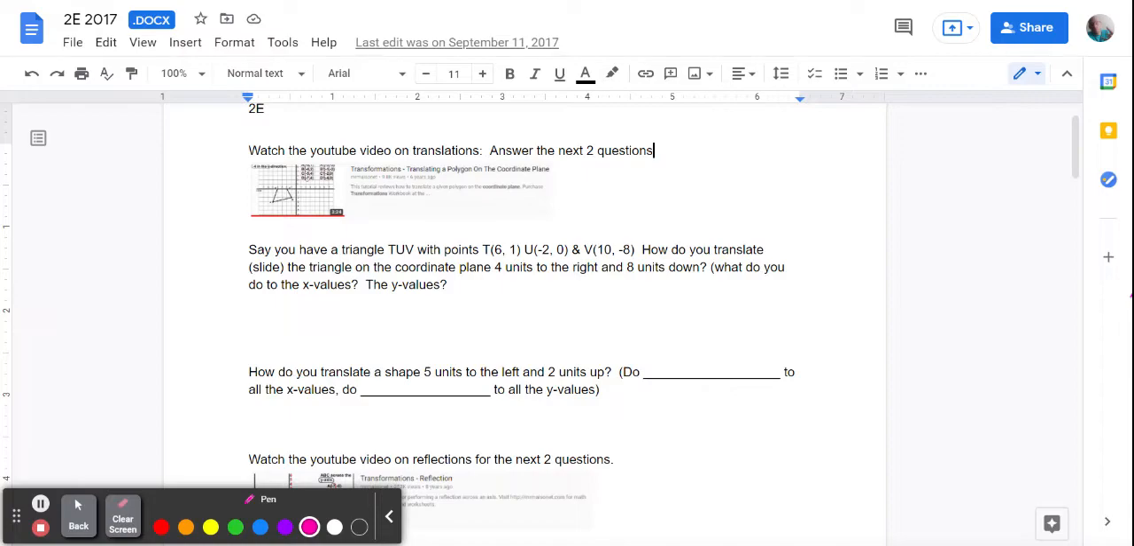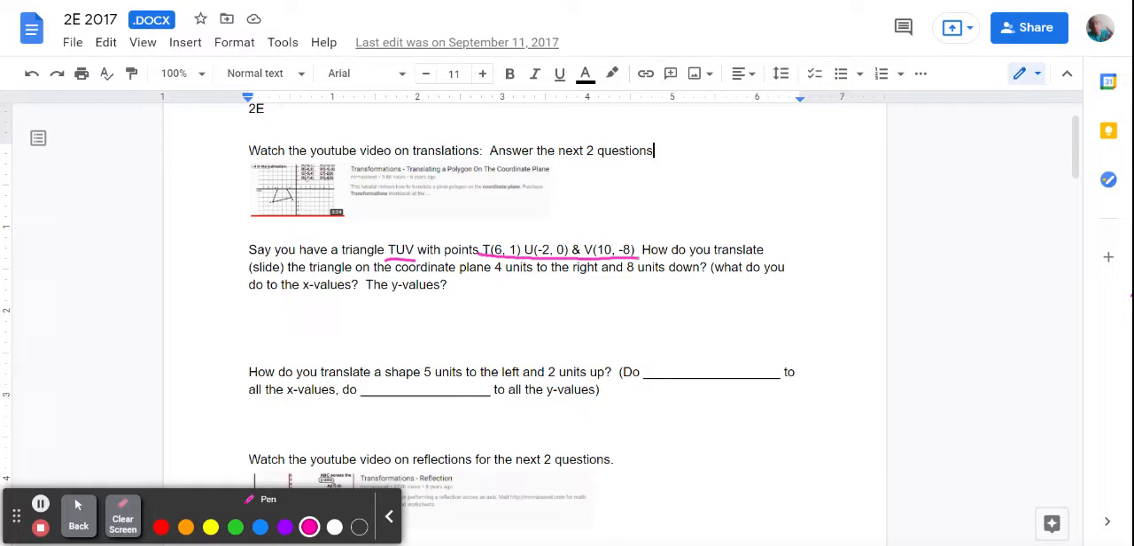Okay, so some of the simple transformations. Let's say we have a triangle TUV with points T, U, and V right there. How do we translate it? Well, all we're doing is moving a thing. So we're going to move our three coordinates. Our three vertices of the triangle are T, U, and V, so we're going to move those vertices accordingly.